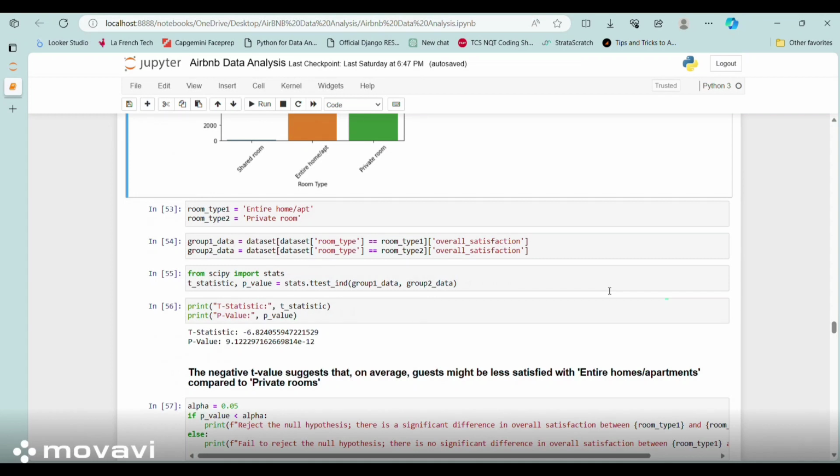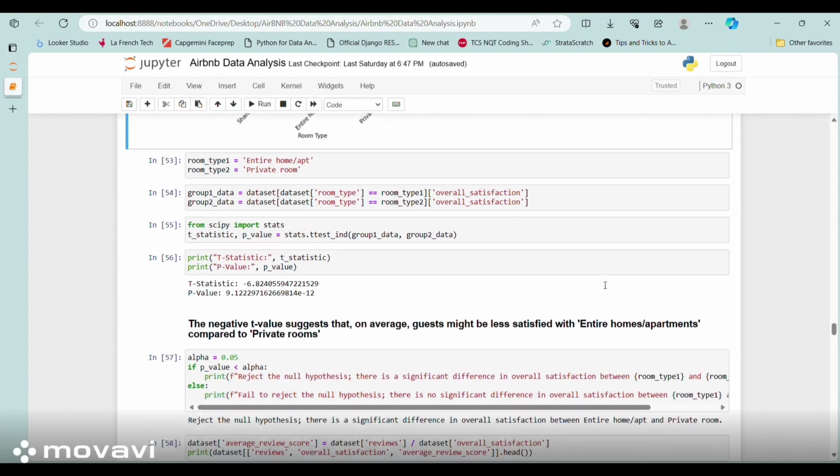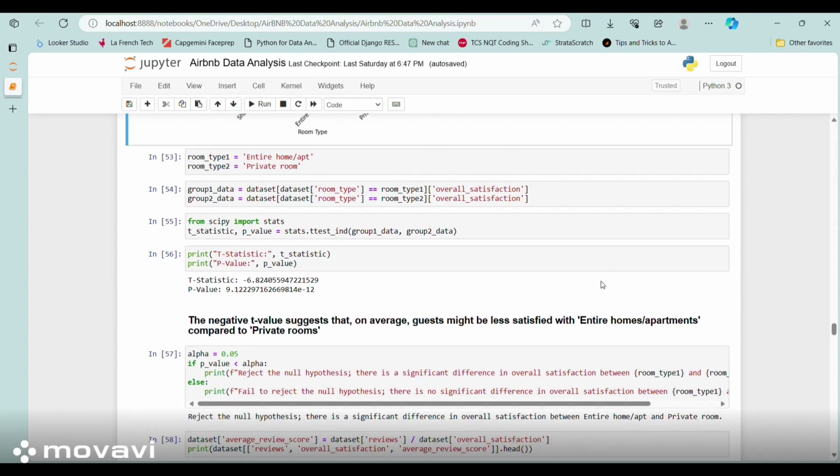The null hypothesis in our test is that there is no significant difference in guest satisfaction between these two room types. In other words, if the null hypothesis were true, the guest satisfaction ratings for entire home and private room would be the same. The T statistic is a measure of how different these two groups are. In our case, the T statistic is approximately minus 6.82.